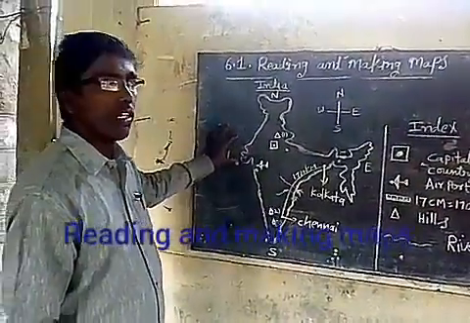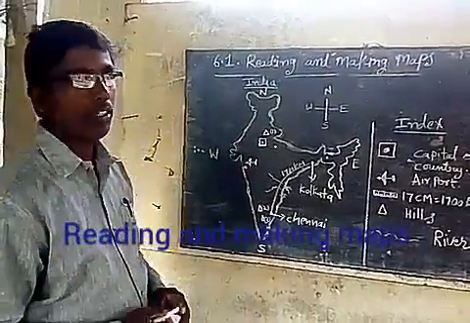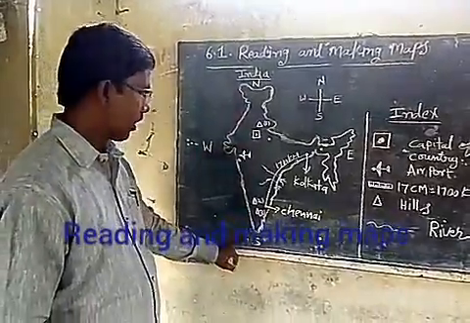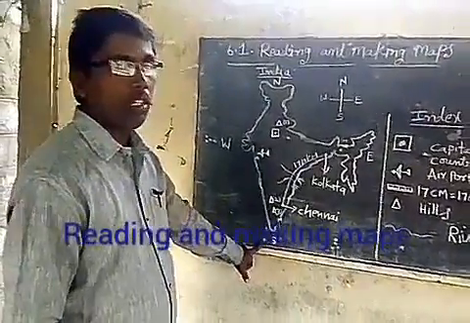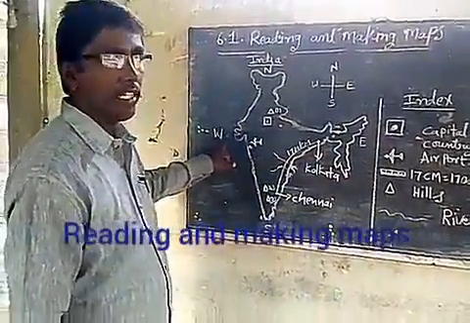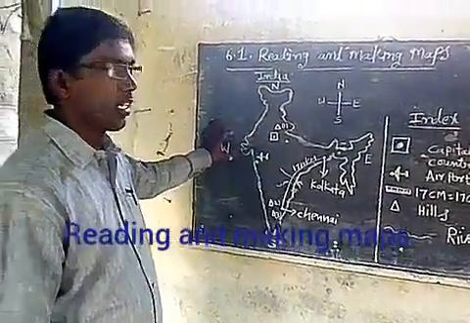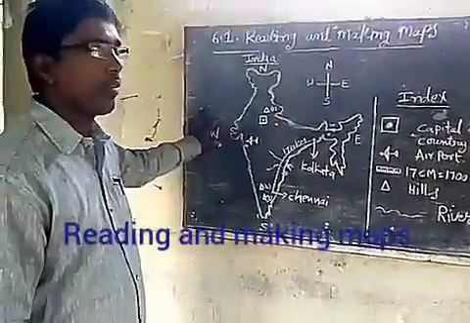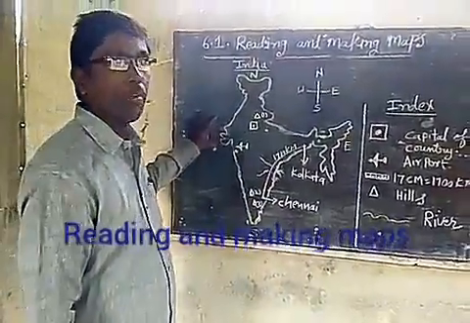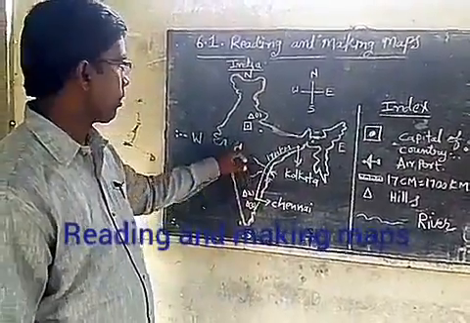In every map, the top direction is north, the bottom direction is south, the right side is east, and the left side shows the west direction. Like this we can locate the directions in any map, whether it is a state map, a country map or a world map, whatever it is, you show the directions like this.